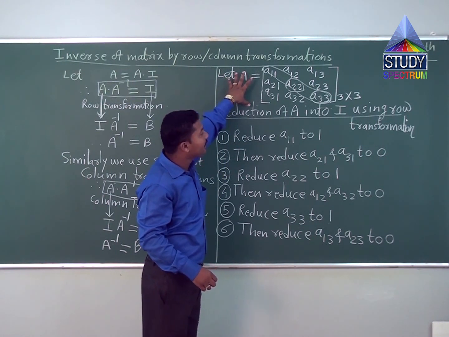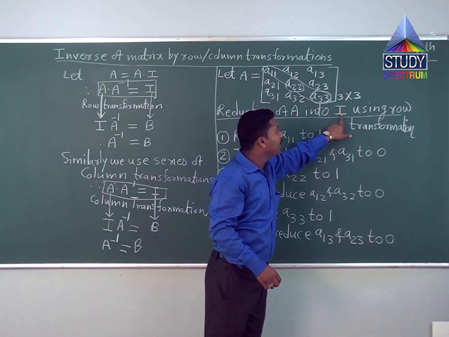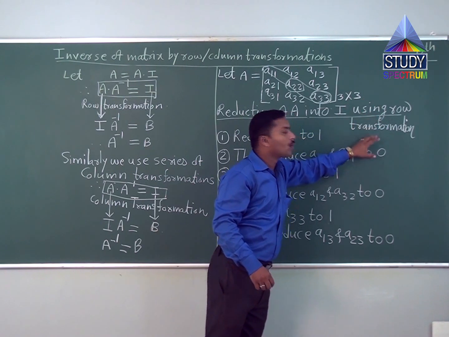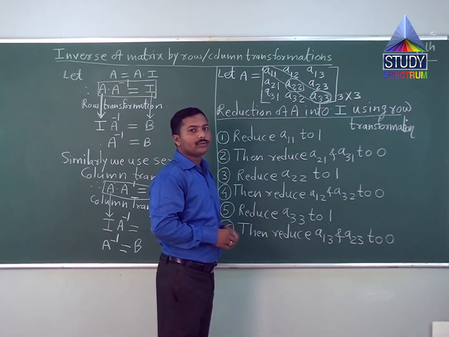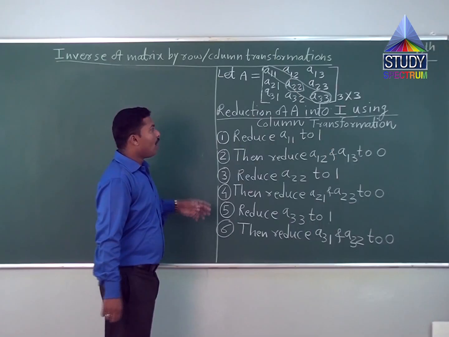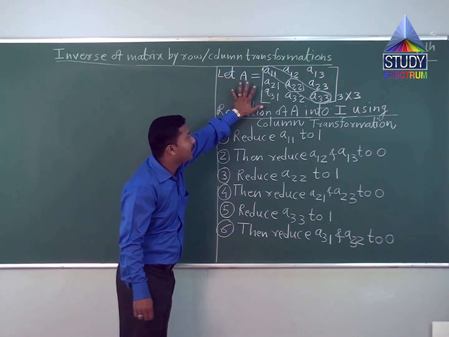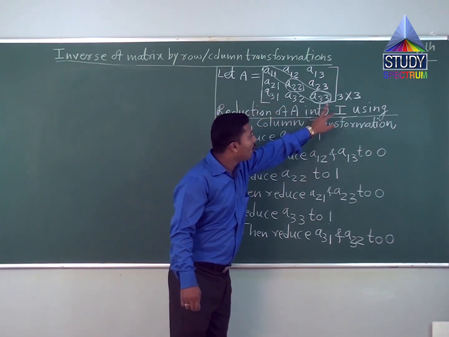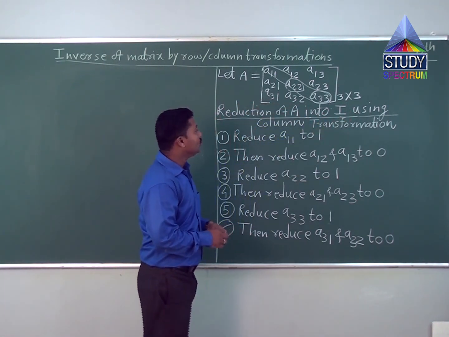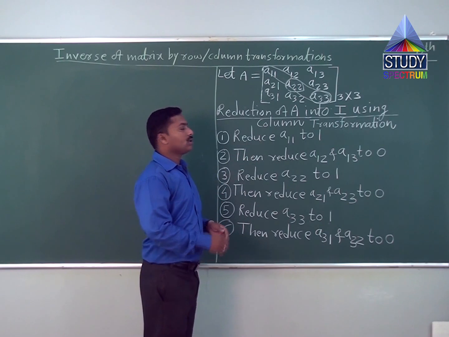And using this idea we can convert the given square matrix into identity matrix using row transformation. Also we discuss the reduction of this square matrix into identity matrix using column transformation.